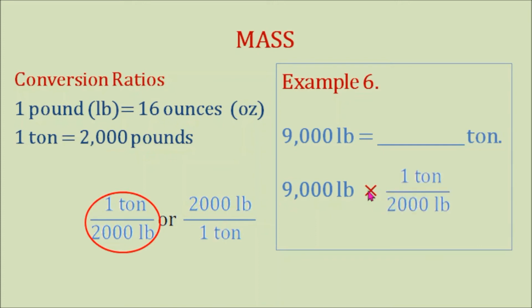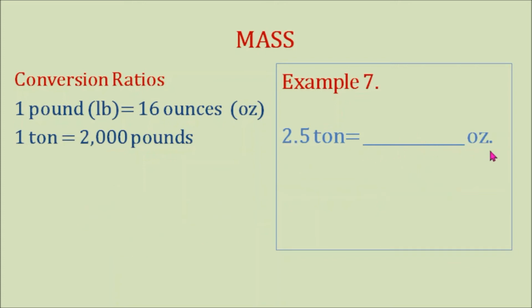That means times 1 ton over 2,000 pounds. And these pounds, or LB, cancel out. So that means 9,000 times 1 ton over 2,000, that gives us 4.5. So this means 9,000 pounds equals 4.5 tons.